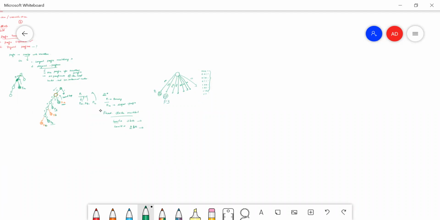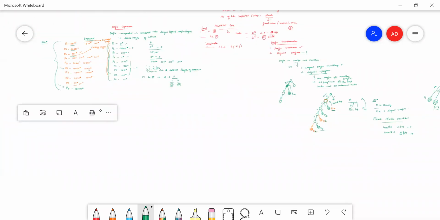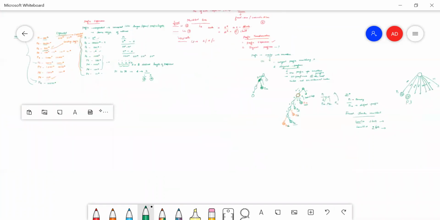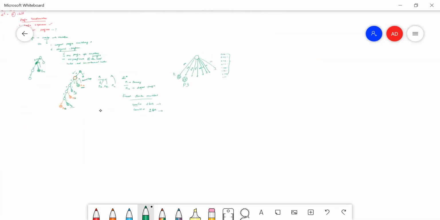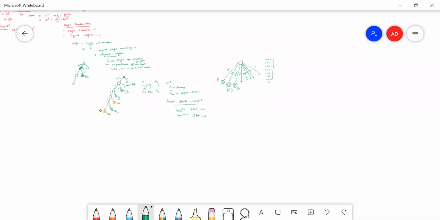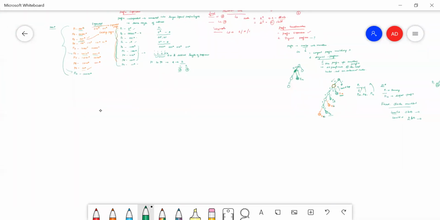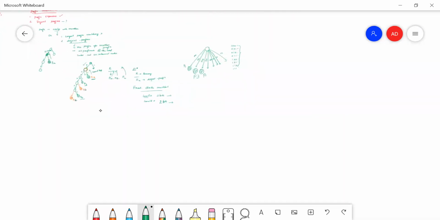And 010 is P1. So 010 is P1, again a prefix. And next is 011. 011 is again prefix P1. So this is P1.